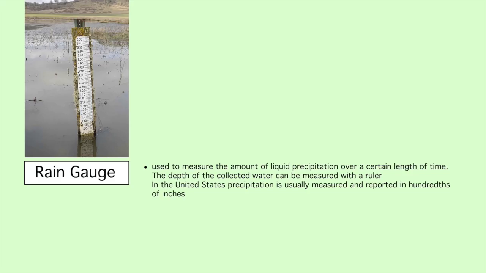Finally, we have rain gauges, which are used to measure the amount of liquid precipitation over a certain length of time. What a rain gauge looks like is mostly a can that collects rain from the sky. The depth of this collected water can be measured with a ruler. In the U.S., precipitation is usually measured and reported in hundredths of inches.